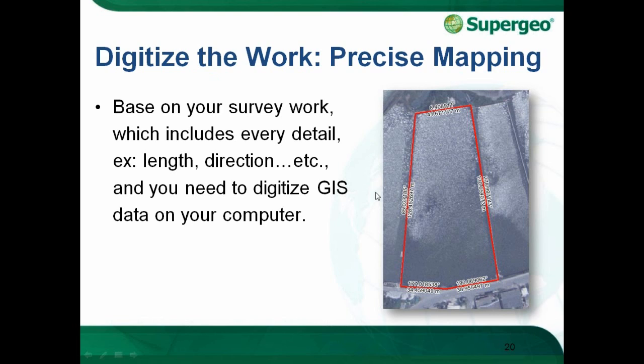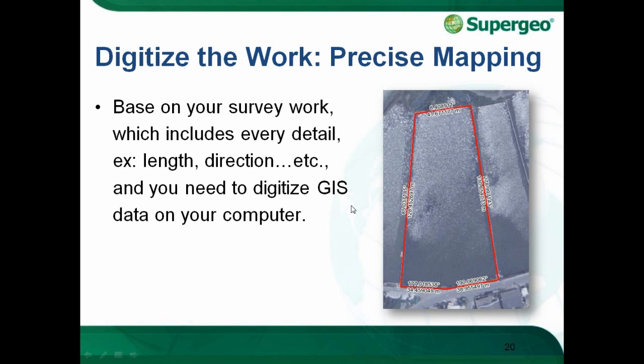Once we finish the georeferencing, we can start to do some precise mapping, like this one. The picture shows on the right-hand side here. The details like the direction and the distance are all shown in the raster data. Because our survey work includes details like this, we can use our COGO function to do some precise mapping and start to digitize the GIS data.